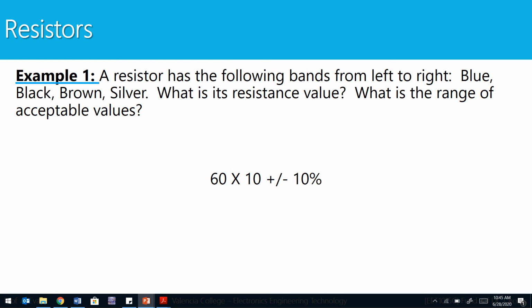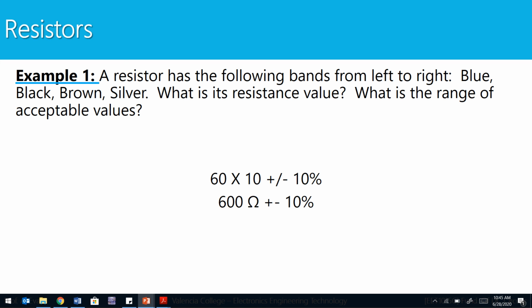So I have 60 times 10. And then silver is my tolerance, so I have plus or minus 10%. I'm going to go ahead and do this calculation. 60 times 10 gives me 600, and that will be 600 ohms. In this case, I don't need to convert that to engineering notation. It's not too big, it's not too small, it's just right. If that were 6,000 ohms, I would rewrite that as 6 kilo ohms.